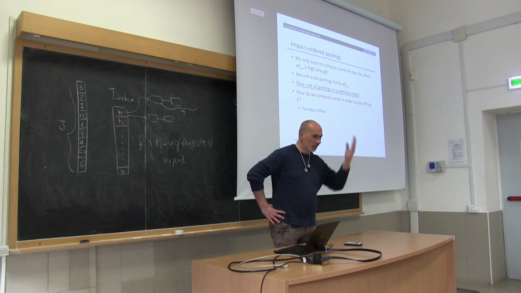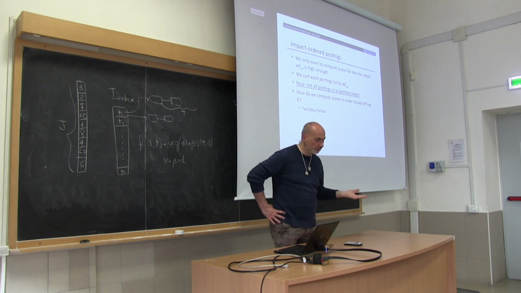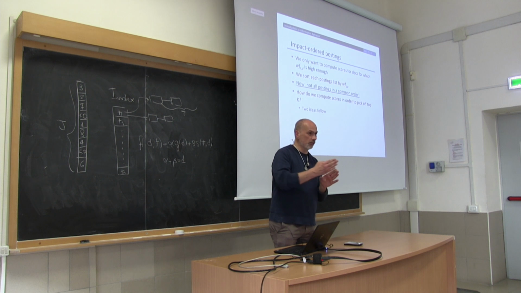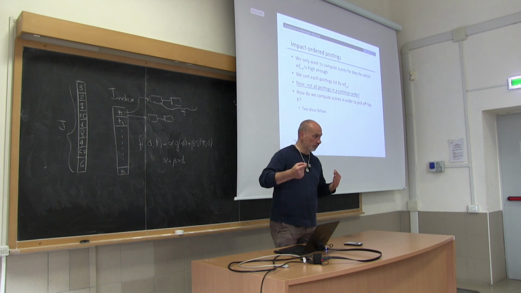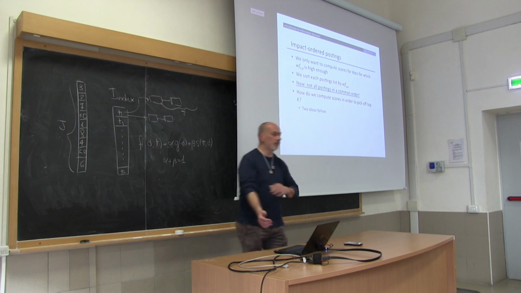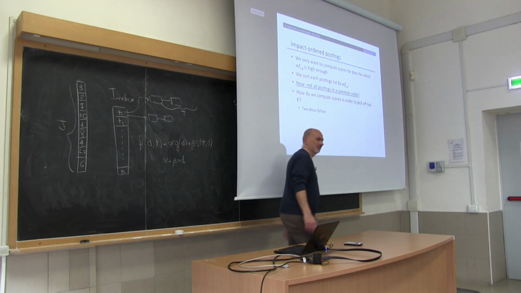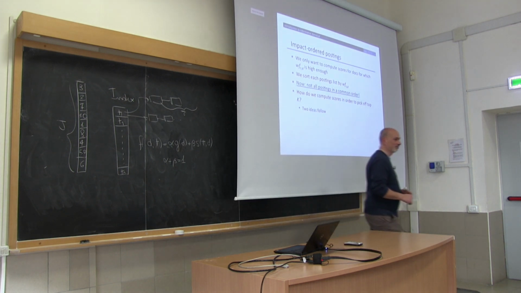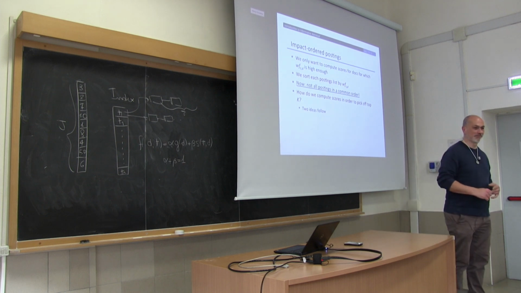Since the weight of a term for a document, or of a document for a term, can be different from document to document. A term appears 10 times in one document, 100 times in the other document. So the weight is higher for the second document, right? So every posting list will be sorted in a different way. You see? Who is lost? Come on, take your courage and tell me I'm lost.